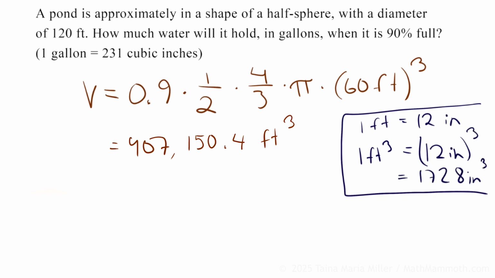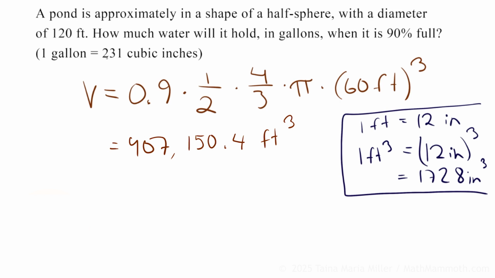1728 cubic inches. So we have this many cubic feet, and it's going to be many more cubic inches. We multiply the whole thing by this 1728. And then we have 1 gallon is 231 cubic inches. So in that case, are we going to multiply or divide by 231?